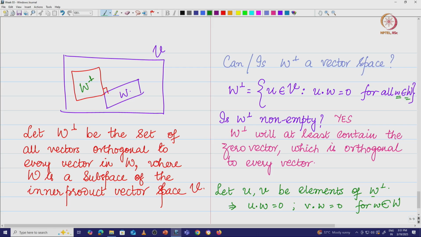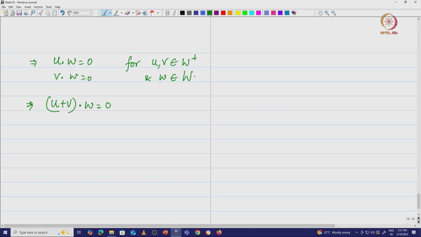Therefore, u dot w is equal to 0 and v dot w is equal to 0 for u comma v in W perpendicular and w in the W subspace. This implies u plus v dot w is also equal to 0. That means if u and v are in W perpendicular, the resultant u plus v is also in W perpendicular. This implies u plus v is also an element of W perpendicular.